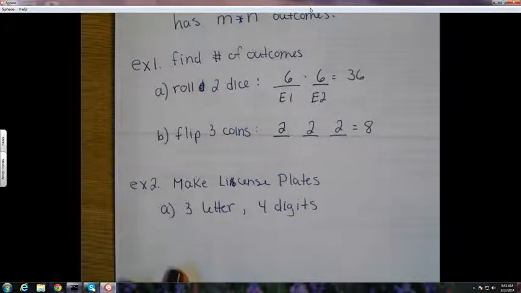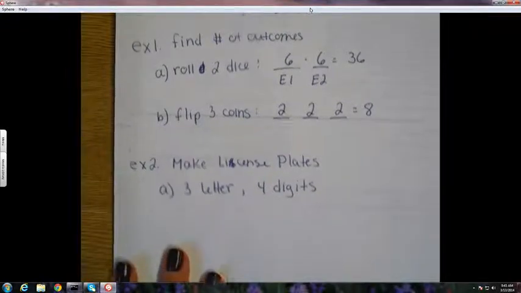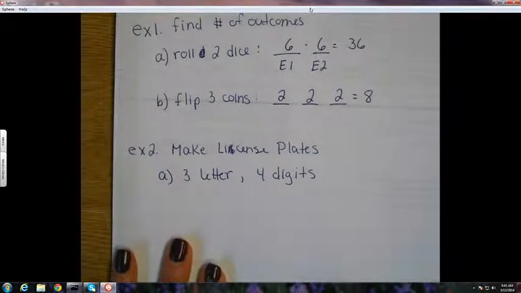L-I-C-E-N-S-E. L-I-C-E-N-S-E. Well, see, I'm right now. I just had to think on that. Lice, just like the bumps in your hair. So did I. That's why I wrote it.